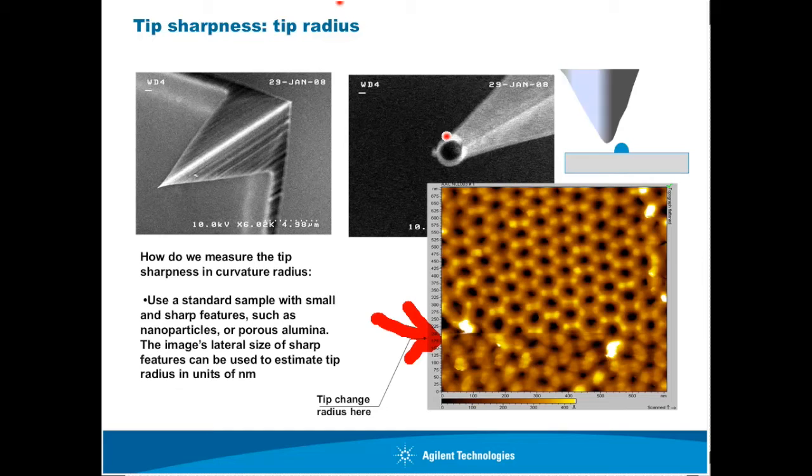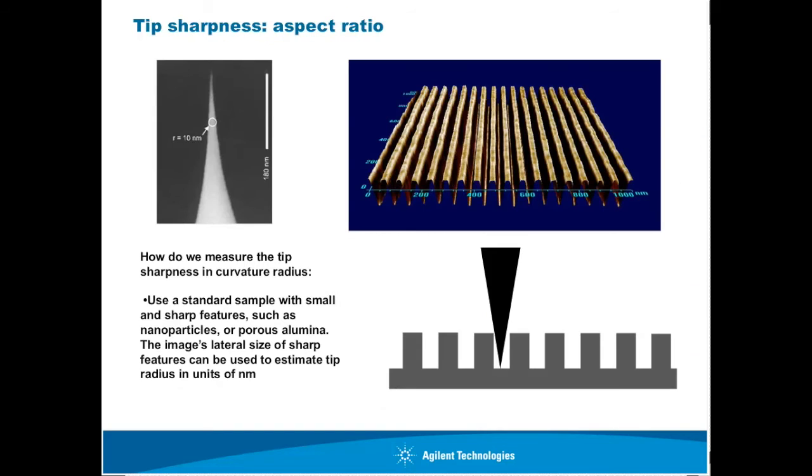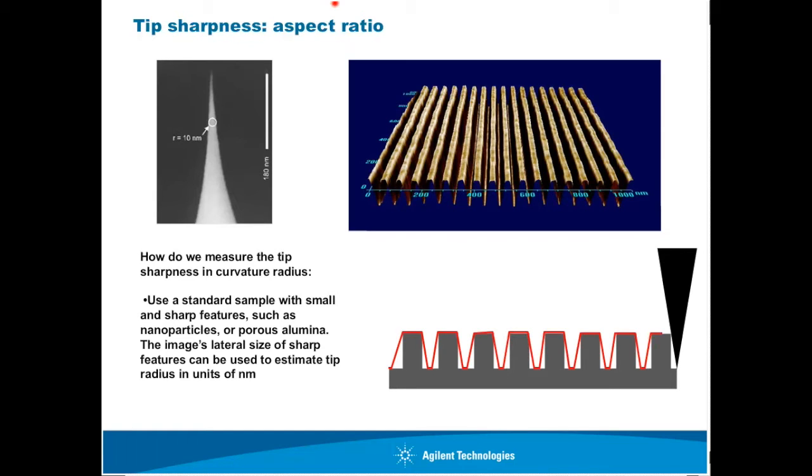Now, the aspect ratio, as the animation shows here, is important for you to image something with a very deep trench. For example, this grating has a very deep trench. As you can see, the image of this grating is determined by the shape of the grating plus the shape of the tip. Therefore, it is important to have a very narrow tip, and in this type of sample, the aspect ratio is equally important.